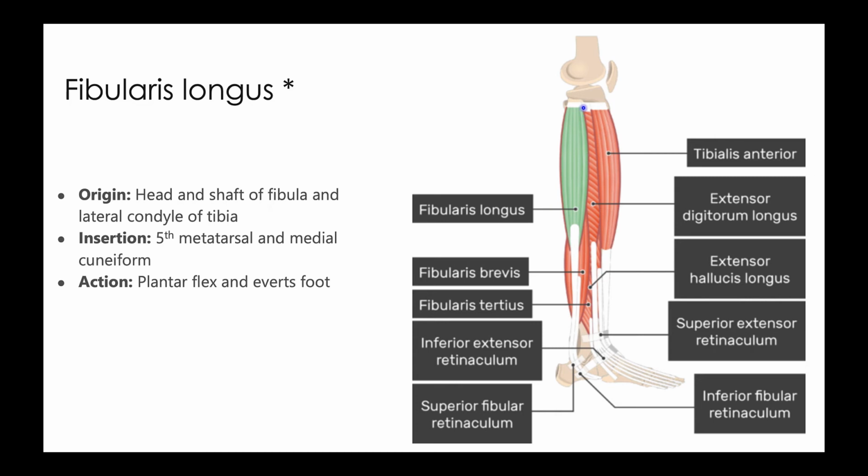Fibularis longus, we are looking here at the head and the shaft of the fibula and the lateral condyle of the tibia. It's going to insert on our 5th metatarsal and our medial cuneiform. It's going to come down underneath, and it's going to help plantar flex and evert the foot. And if you remember, we talked about the term retinaculum. This is kind of like a rubber band that goes around these tendons and holds them close to the bone to use that as a fulcrum.